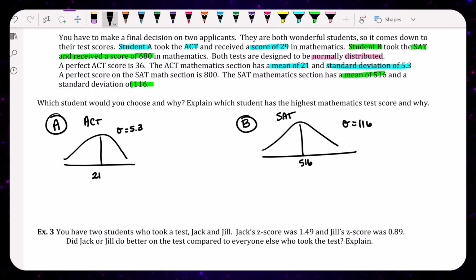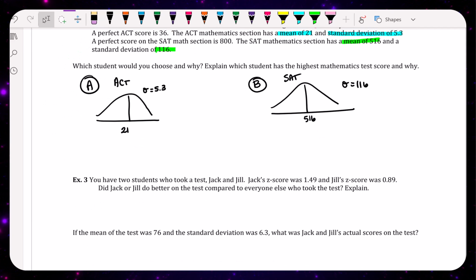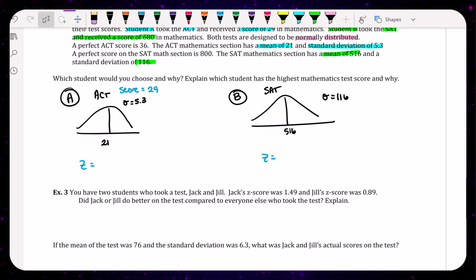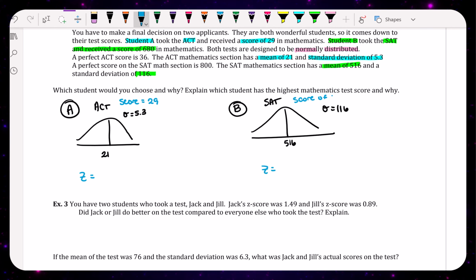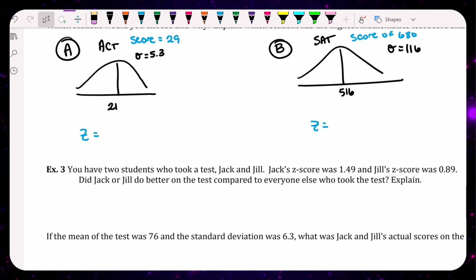So it's really, really hard to tell. I know that both of them are above average, but we want to know how far away the score is from the mean. And that's going to tell us which one actually did better. All right, so I'm going to find the z-score of each of the particular scores. So in this case, they made a score of 29 on the ACT, but on the SAT, they had a score of 680. So both are really, really good.